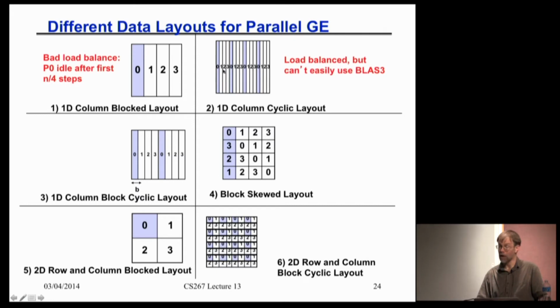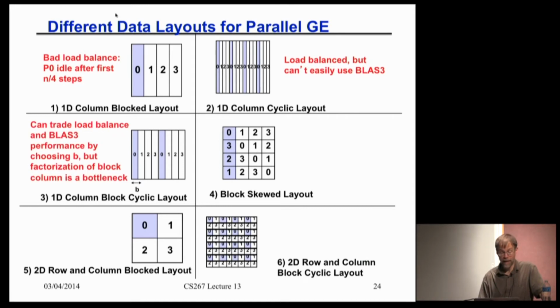But I don't have any BLAS3 because they're all single columns, so I can't call matrix multiply so well. So I can try to compromise by not having single columns in the cyclic layout, but by having a block cyclic layout with a B. So now I can do at least B by B matrix multiplies, and the load is reasonably well balanced. But I now have a sequential bottleneck, because when I call Gaussian elimination on this block, there's one processor doing it. That's going to be too slow.